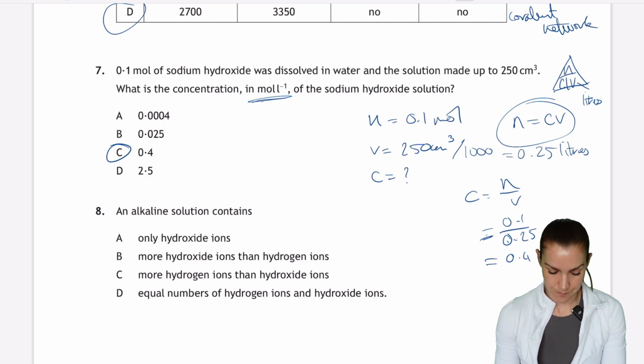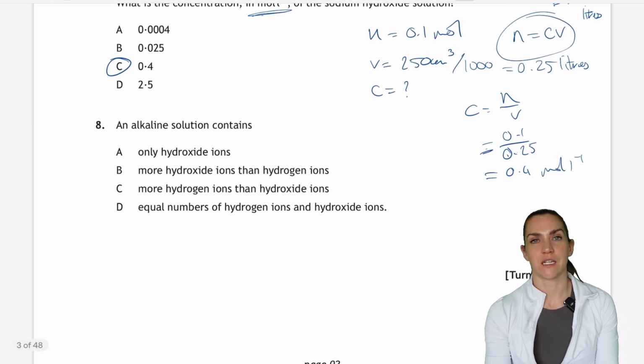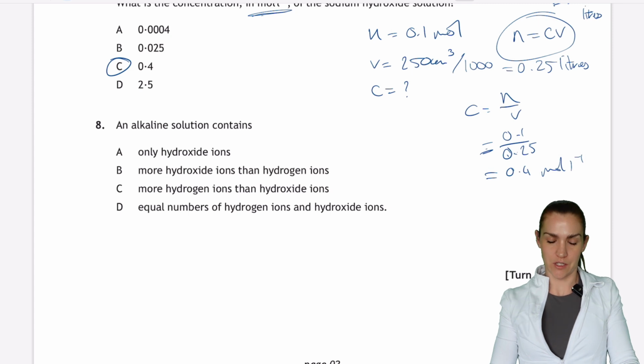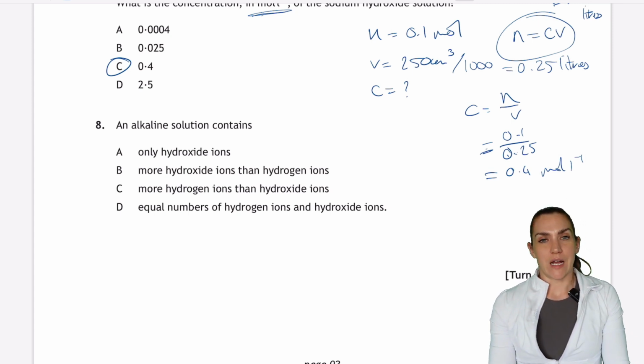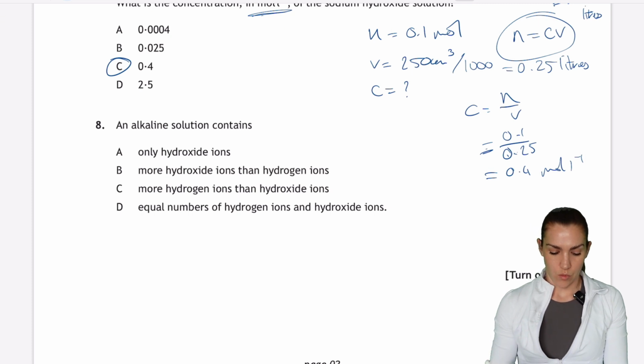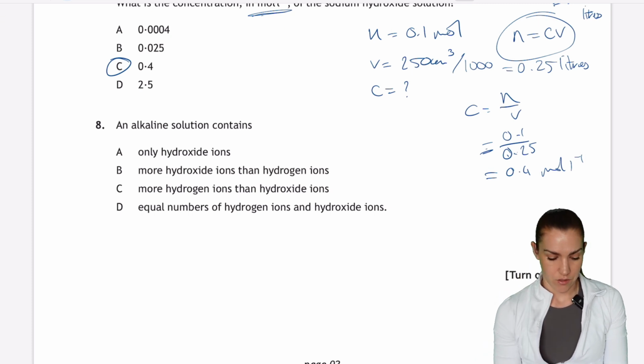So then for question 8, this is another common question that comes up in the multiple choice. You need to just know these statements. The statement that's correct for an alkaline solution is where it contains more hydroxide ions than hydrogen ions, so that would be B.